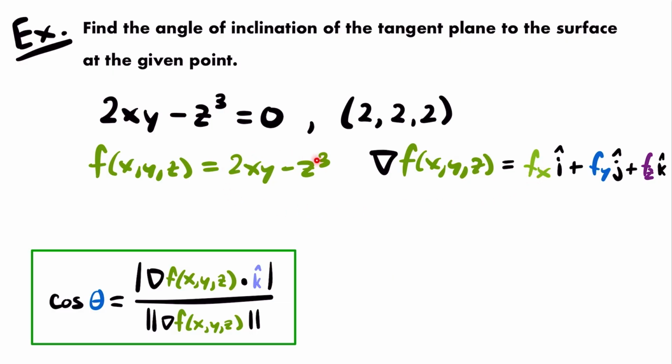The partial derivative with respect to x of this function, if we go term by term, this first term will just give us 2y because x is to the first power, so its derivative would be its coefficient, which would be 2 times y. So this is equal to 2y times i, right? That's it, because negative z cubed is a constant with respect to x, so its derivative is 0.